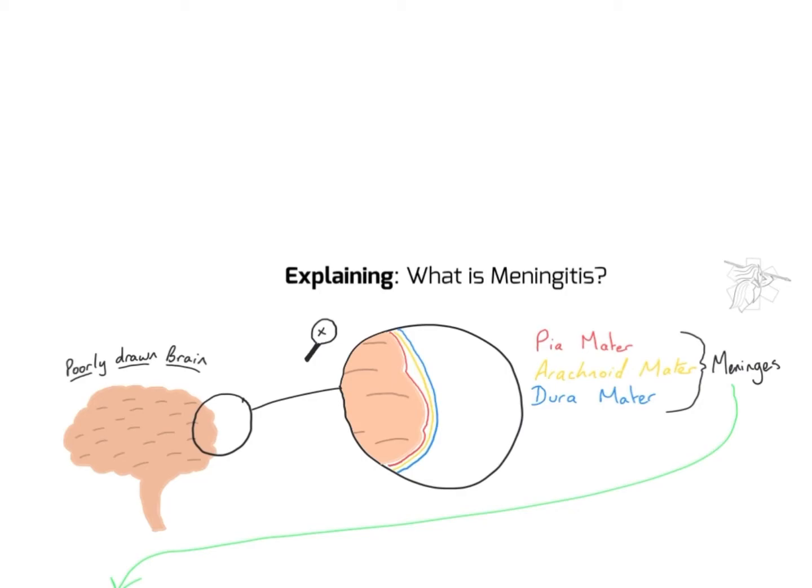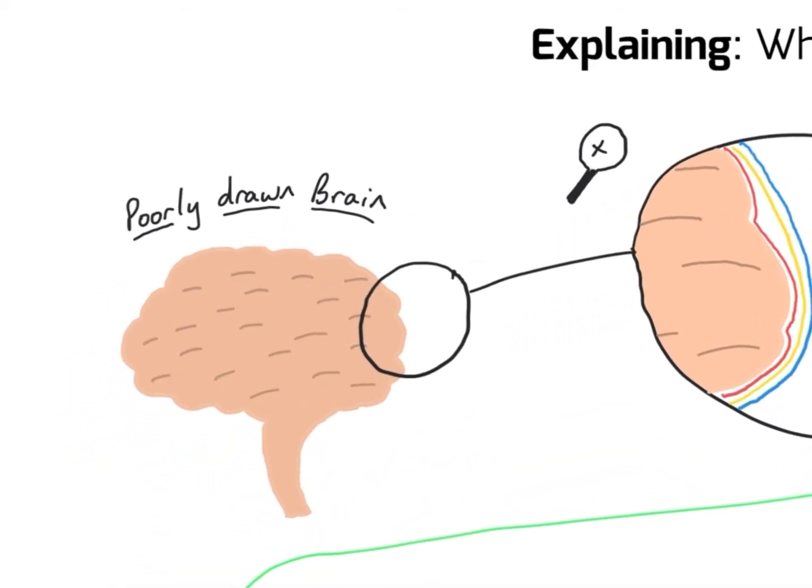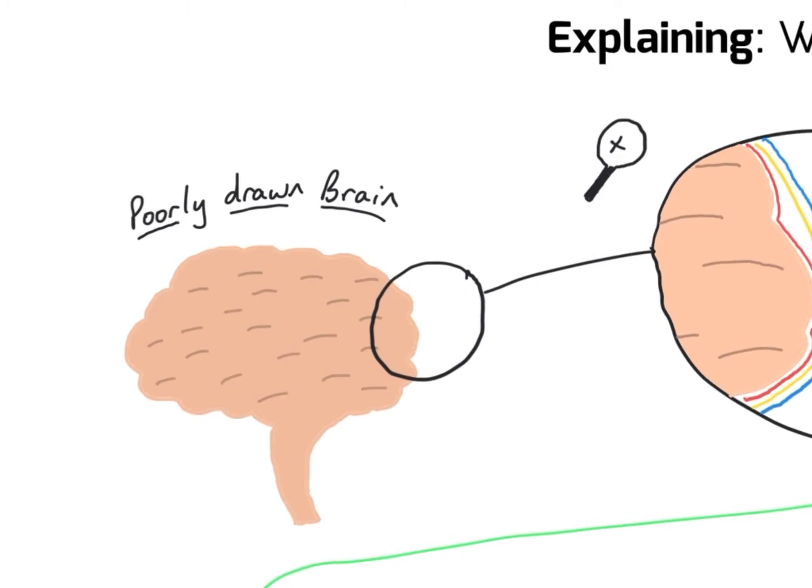So, this is aimed to be a brief introduction to what meningitis is, explained in a nice straightforward way for those that are unfamiliar with the topic. So we start first of all with our poorly drawn brain, because this is actually where meningitis becomes an issue. This is where the infection settles in and causes us all the problems that we get with meningitis.